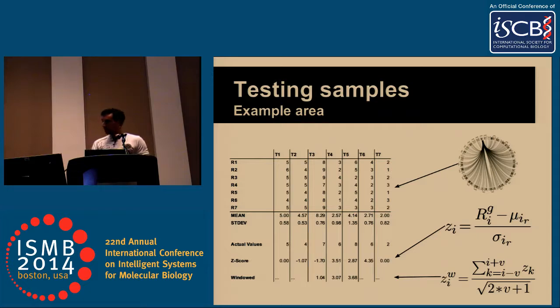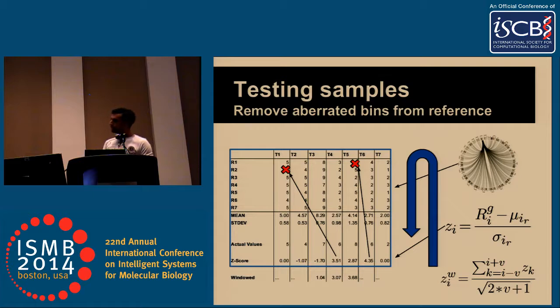Now you may run into a little problem, because if you do this right away, you may actually have aberrated bins in your reference set. So whenever we find one bin to be strongly aberrated, we remove it from every reference set we have during the test for this one sample, until we do not have any more of these aberrated bins in our reference set.